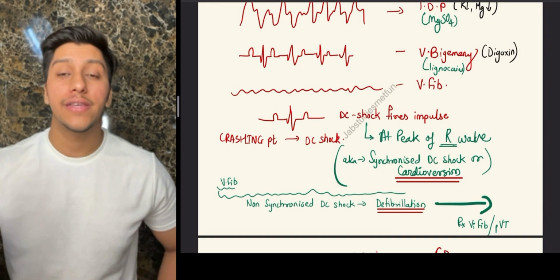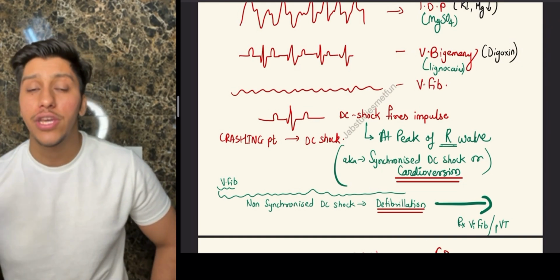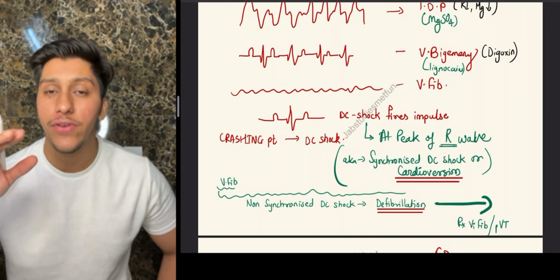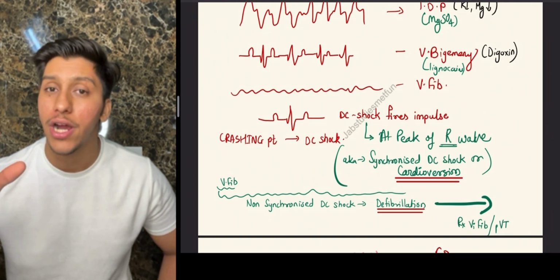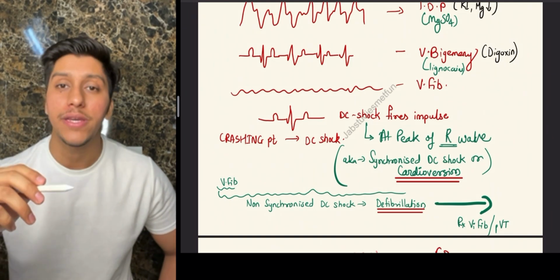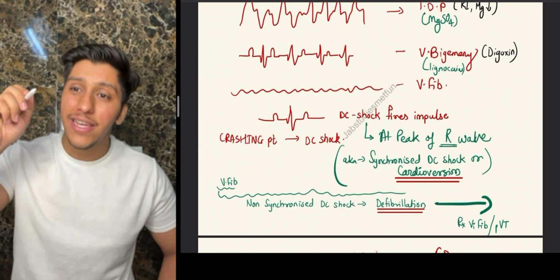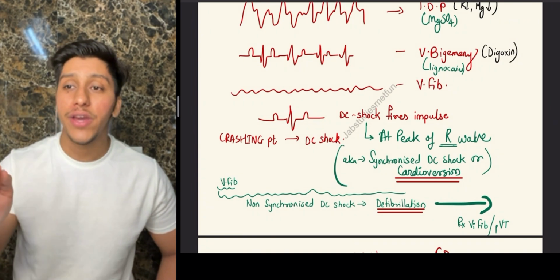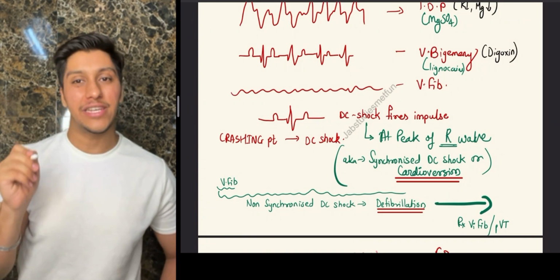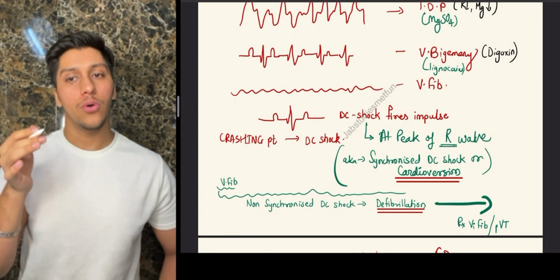On the other hand guys, like in PSVT condition, you are going to give cardioversion. In case of atrial fibrillation, atrial flutter, we are giving cardioversion. Cardioversion means that it is giving a shock at the RR interval. That is why it is also known as synchronized DC shock or also known as cardioversion.